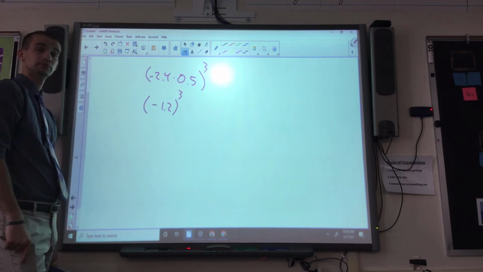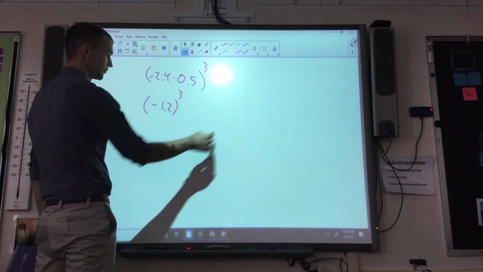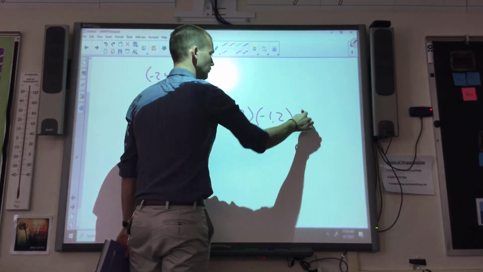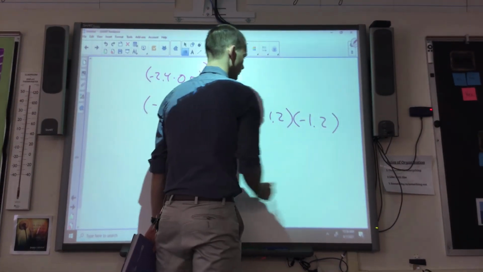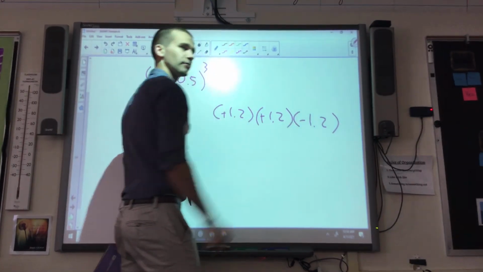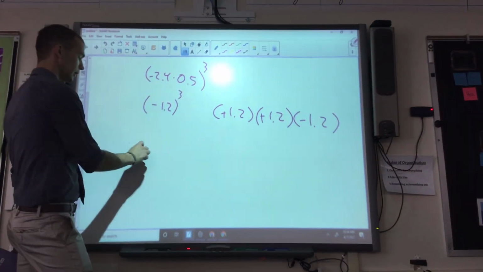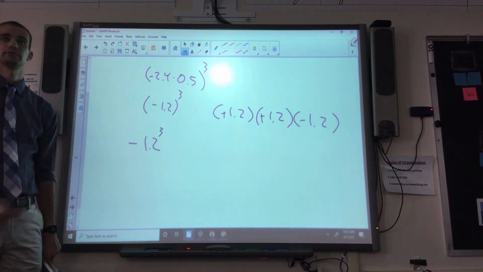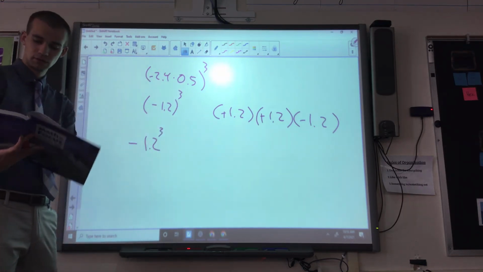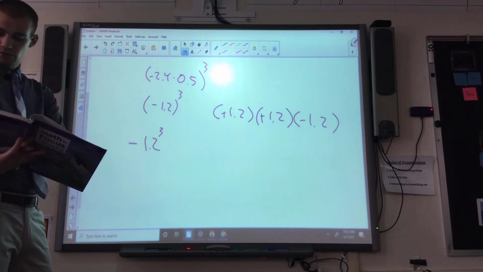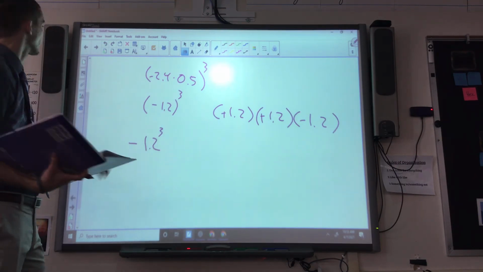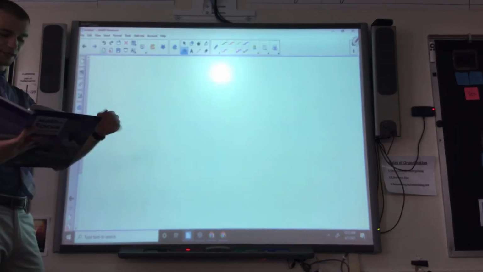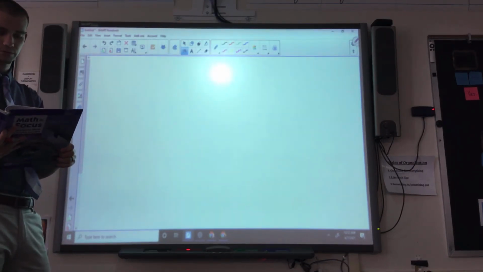Huh? Oh. Think about this. This is negative 1.2, negative 1.2, negative 1.2. These two make positive. That means my final answer is going to be negative. So my answer is negative 1.2 to the third power. That's where I leave it. Guided practice I'm going to skip because I don't think that you need them. Do you guys think you need them? Okay. Top of page 34.